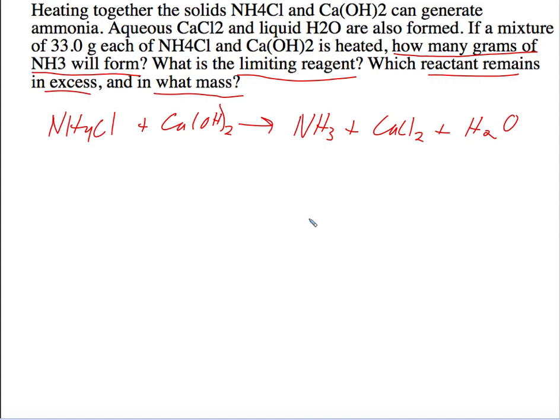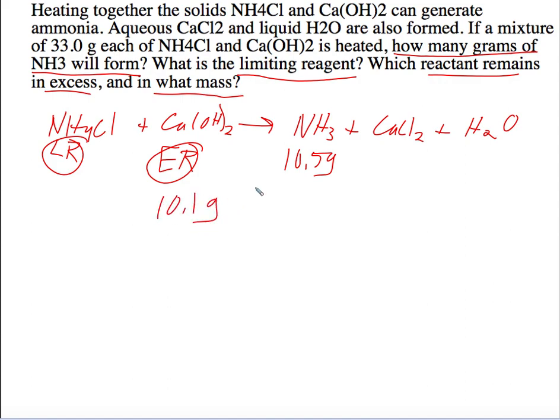Okay, answer-wise, I have 10.5 grams of ammonia produced. Limiting reactant for me was ammonium chloride. The reactant that remains in excess is calcium hydroxide, and grams remaining is 10.1 grams. So work your answers through, see if you agree with me. If you don't, come see me, have a conversation, we'll figure it out. But that is what I got. Hopefully we match up there.